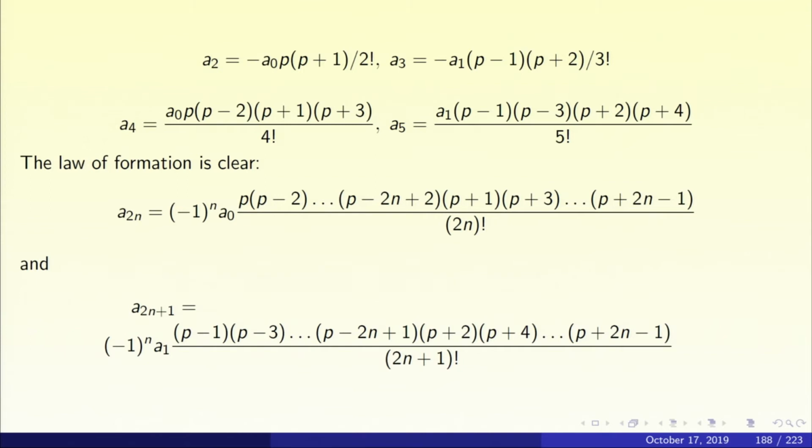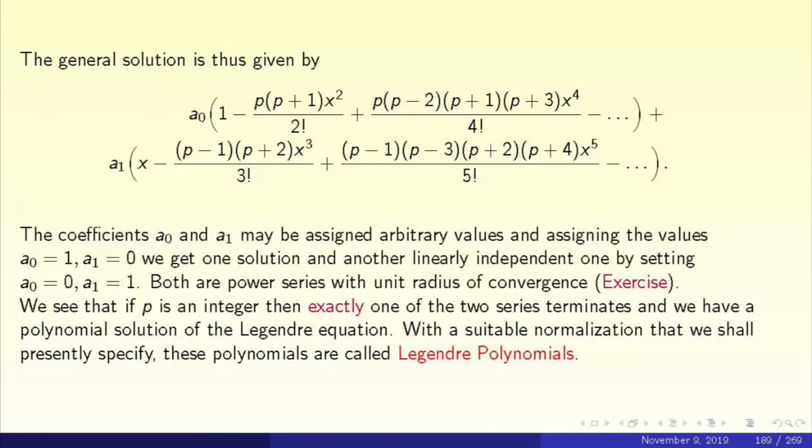What about the odd ones? a_{2n+1} equal to again minus 1 to the power n, a1 will appear, (p minus 1)(p minus 3) etc. (p minus 2n plus 1), and then (p plus 2)(p plus 4) etc. (p plus 2n) upon (2n plus 1) factorial in the denominator. Okay. So we got these two formulas, and now the general solution is you put in all these things together.